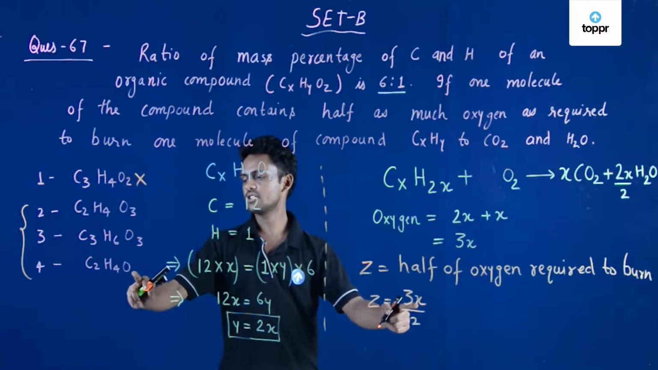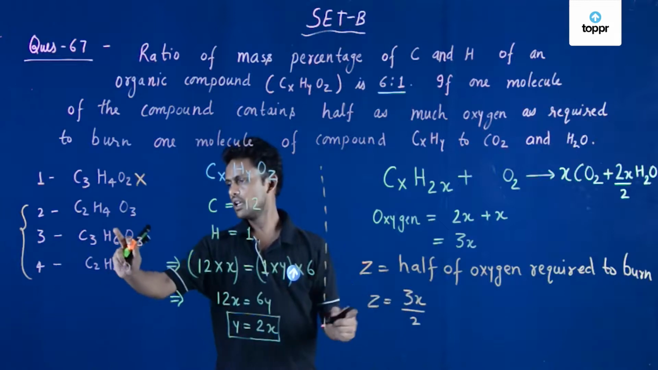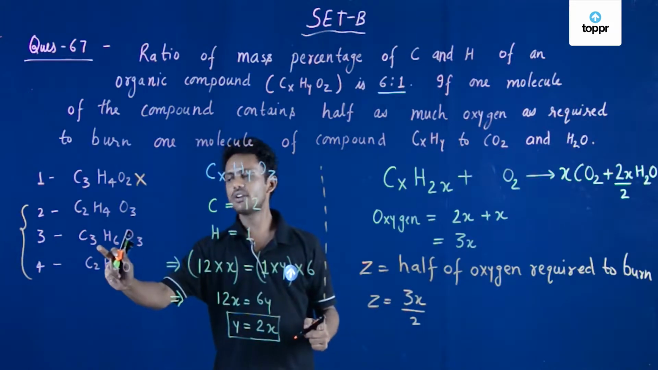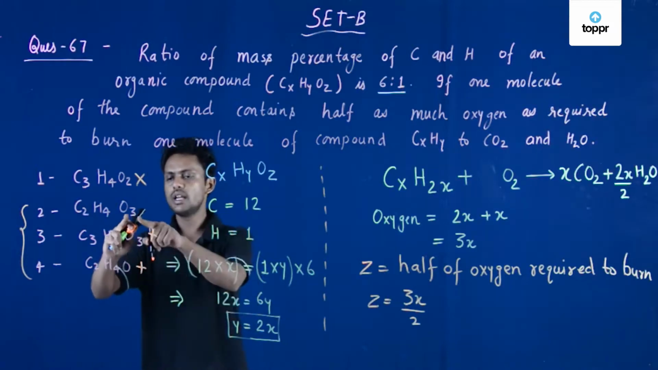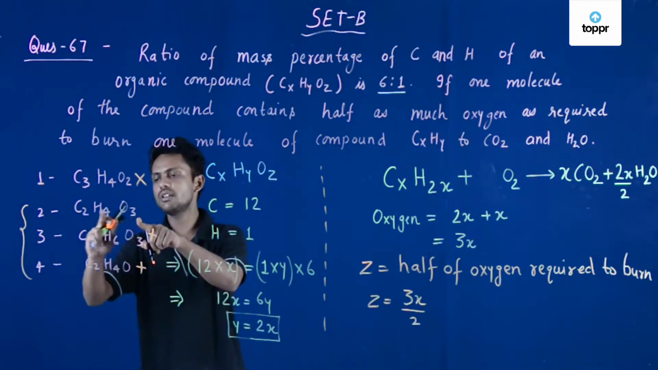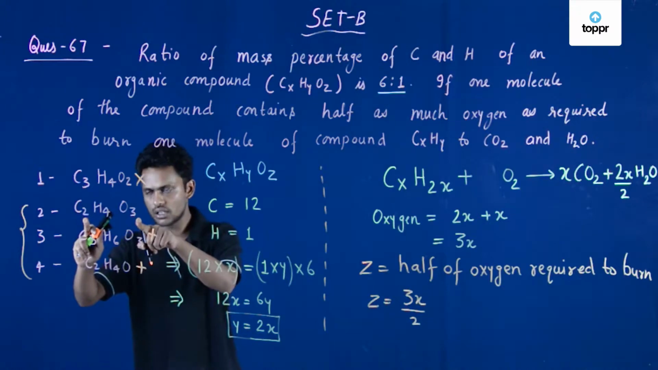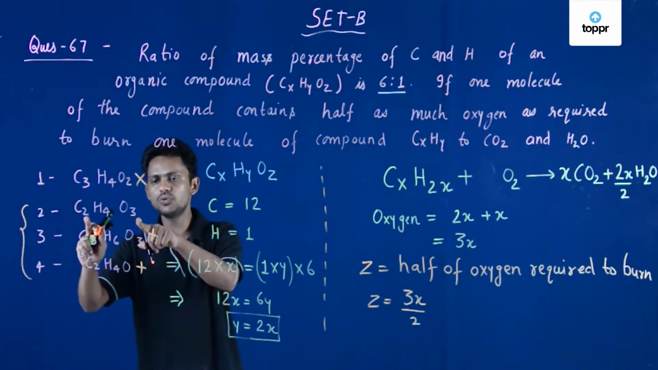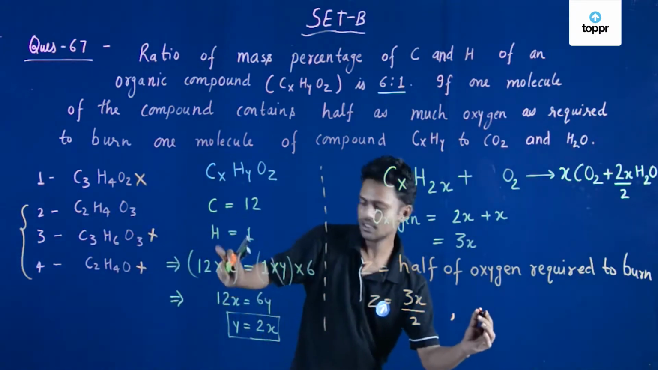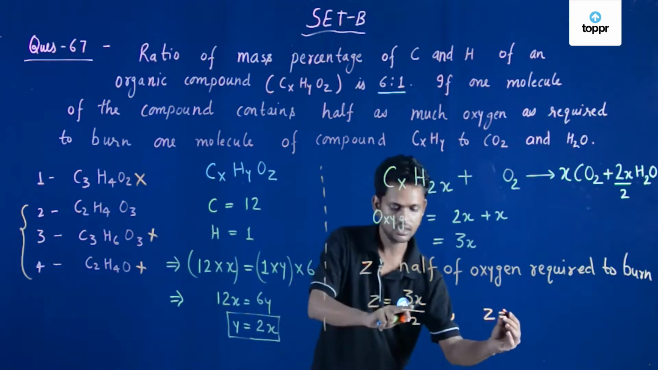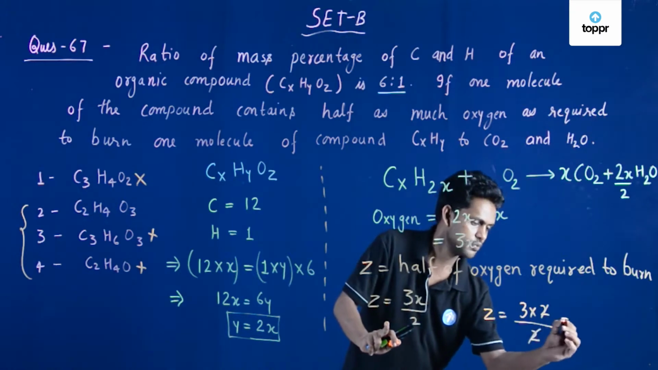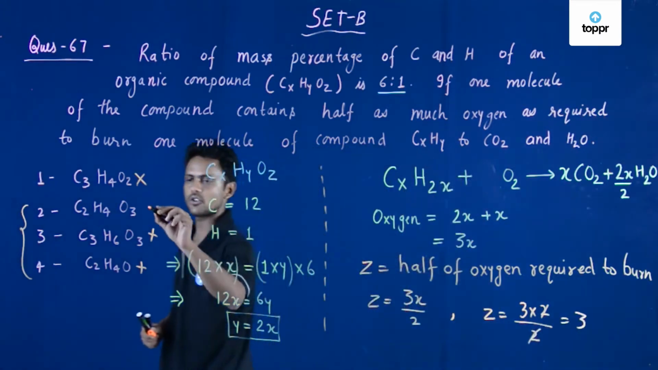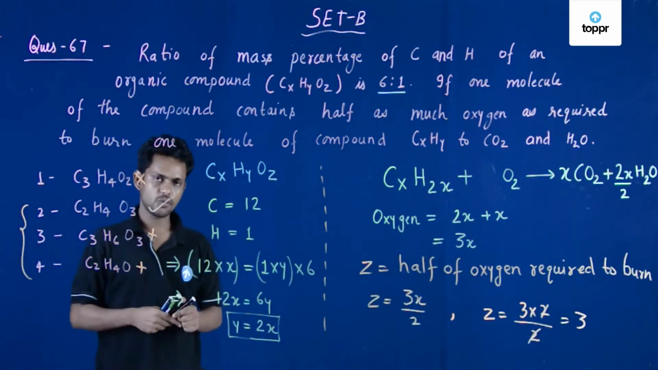Here z is not 1.5 times of x. Here z is equal to x, so this is also wrong. This one is also wrong. If you go to option number 2, z is actually 1.5 times of x, with x equal to 2. If I replace x with 2, 3 into 2 divided by 2, z comes out to be 3. So that means this is the correct option. Option number 2 is the correct option in this case.